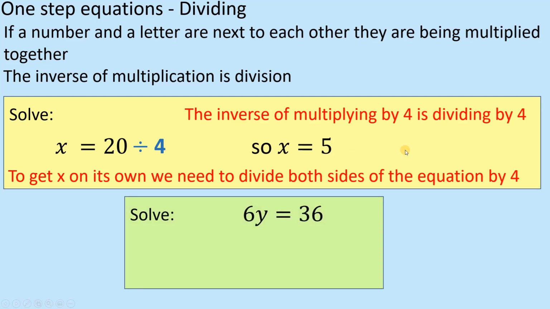So let's have a look at one more. Relatively straightforward example again. So you've got 6y equals 36. So that's 6 times y equals 36. So I need to divide this by 6 to get y on its own. Therefore, I need to divide this by 6 as well. And there you can see it starting to write down this process step by step by step. So y equals 36 divided by 6. Therefore, y is going to be 6.